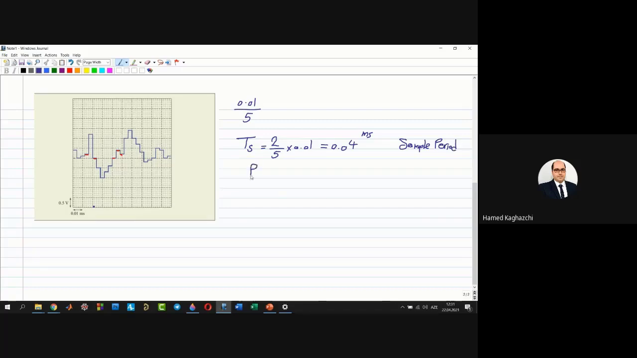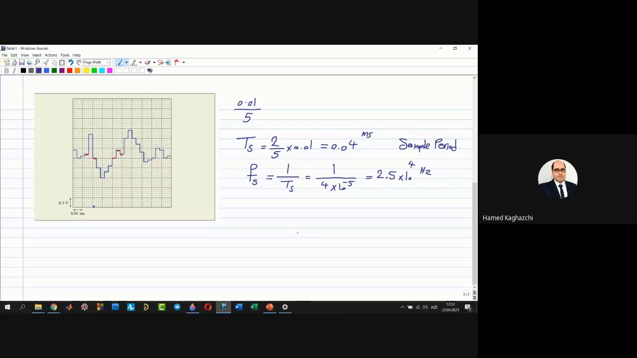And Fs, the sampling rate. Sample rate is 1 divided by Ts. It means 1 divided by 4 times 10 to the power of minus 5, which is equal to 2.5 times 10 to the power of 4 hertz.